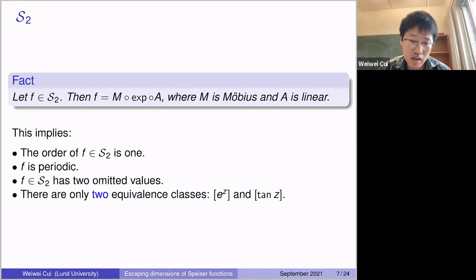Essentially there are only two equivalence classes. One of them is the exponential map. If you have two singular values, and one of them is at infinity and one of them is in the finite plane, then you have the exponential family. But if both singular values are in the finite plane, then they are equivalent to the tangent family.